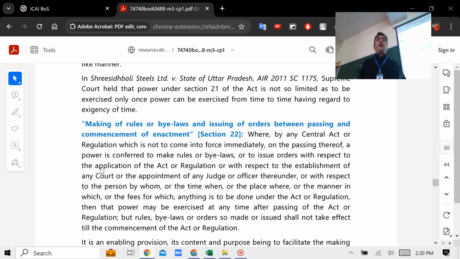Now this is something about 22. 22 is very interesting. Look at what is written here. Making of rules or bylaws and issuing of orders between the passing and commencement of enactment. I think it may give you some trouble. Let me create a question for this. एक छोटी सी question यहाँ पे समझ लेते हैं. Is it possible in the provision that act comes first and rules comes later on? Sorry, act comes first and rules come later.